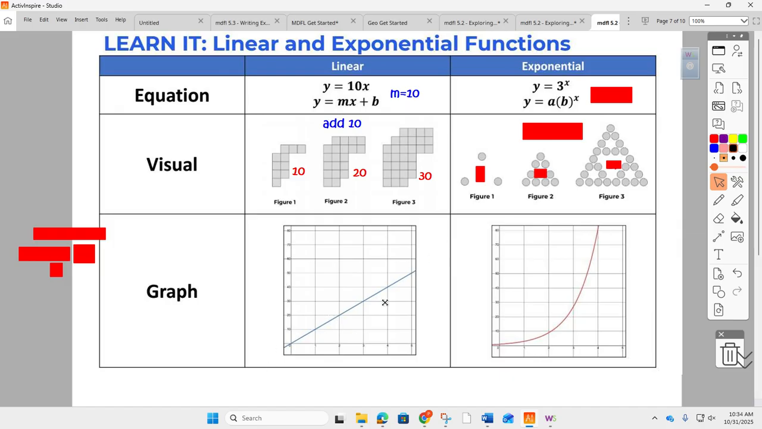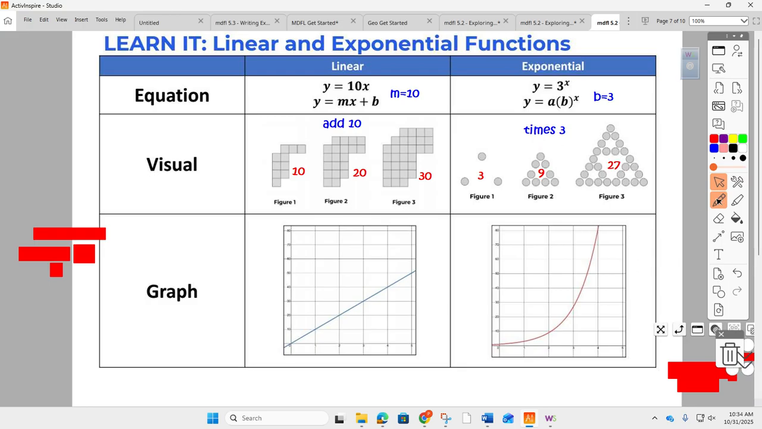An exponential function, that x is always an exponent. It's y equals 3 raised to the x power. This is the basic format: the initial value times the growth or decay factor raised to the x power. In this case, b is 3. That means that each y value increases by a factor of 3. So if our first one is 3, we multiply by 3 to get the next one of 9. We multiply by 3 to get the next one of 27.